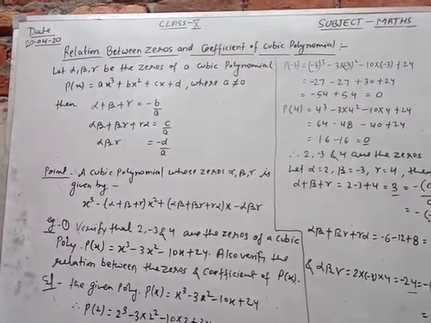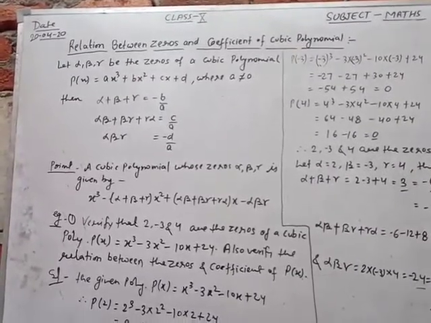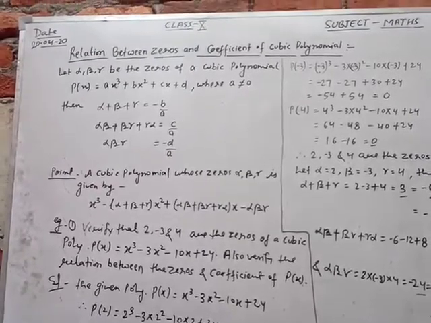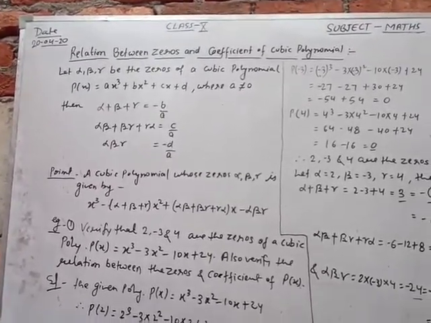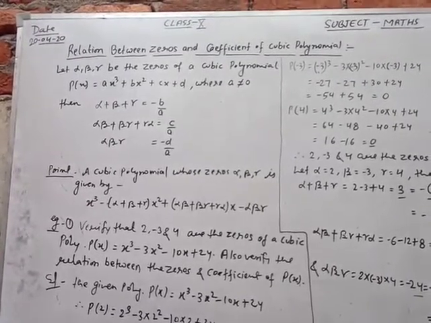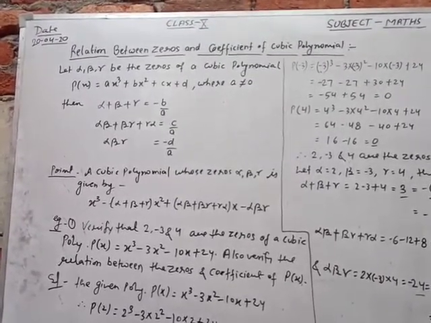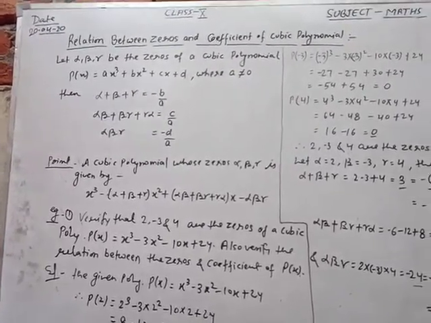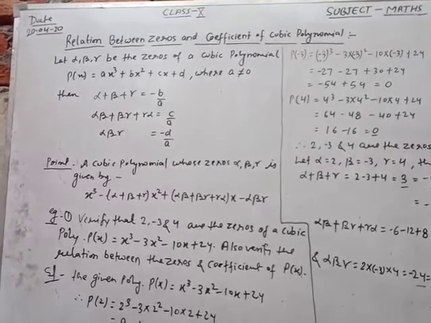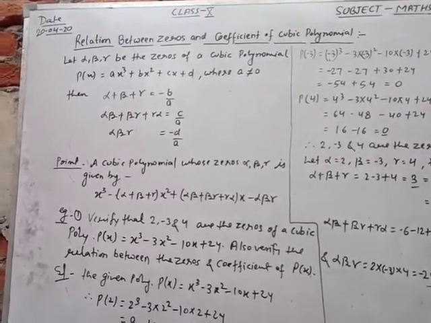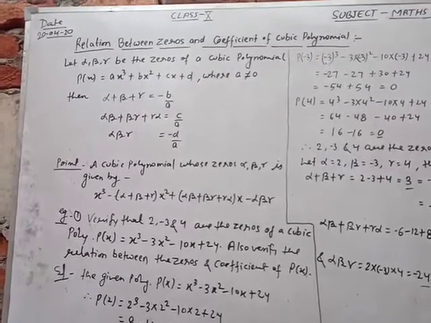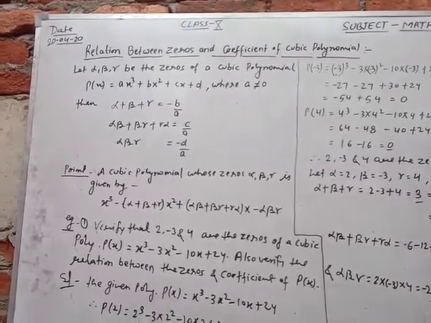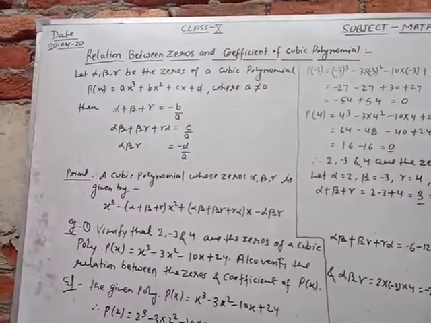Students, if a equals 0, then coefficient of x cube is 0, and if coefficient of x cube is 0, then it is not a cubic polynomial. So for cubic polynomial, it must be a not equals to 0. Students, firstly we see the relation between its coefficient and the zeros. So if alpha, beta, gamma are the zeros, then sum of zeros alpha plus beta plus gamma equals minus b by a. What? Minus b by a.